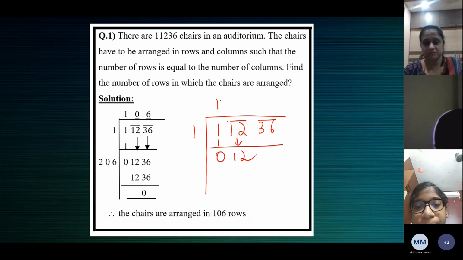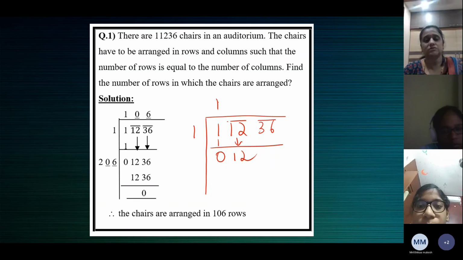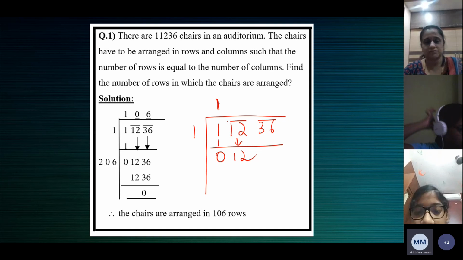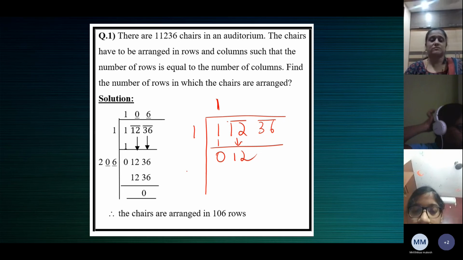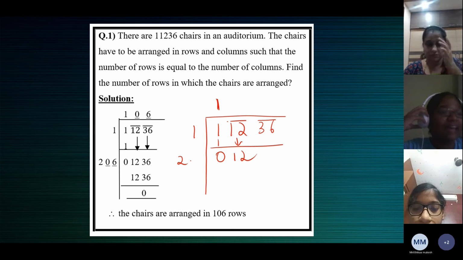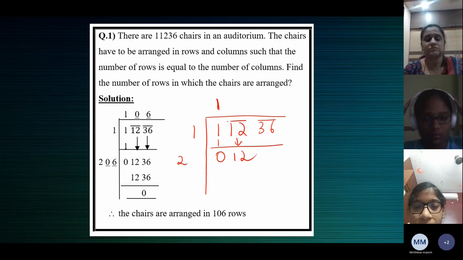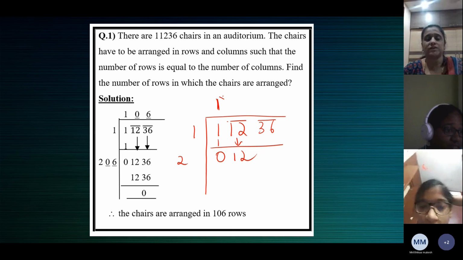As we take 12 down, ma'am, it's a bit confusing. Double the quotient. No, ma'am, I have a doubt at the 0. Now tell me, how did I get 2 here? When we double the quotient, ma'am. Okay, double the quotient. 1 into 2.